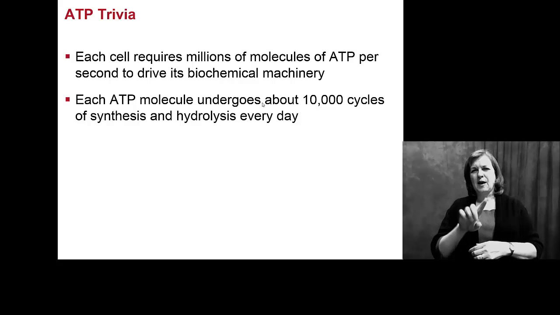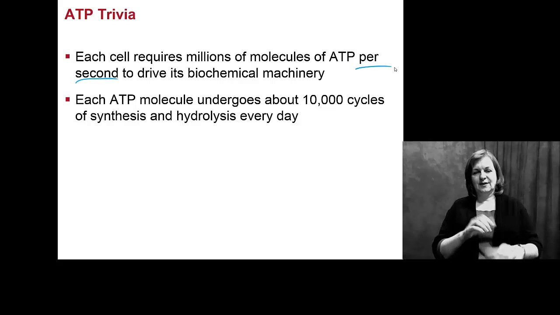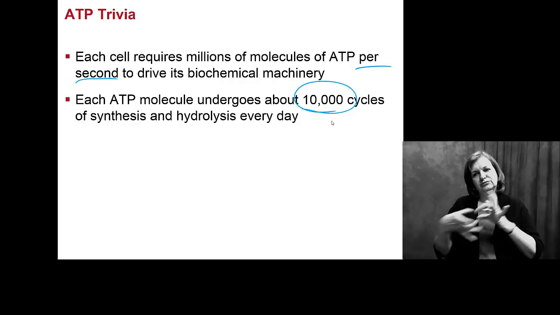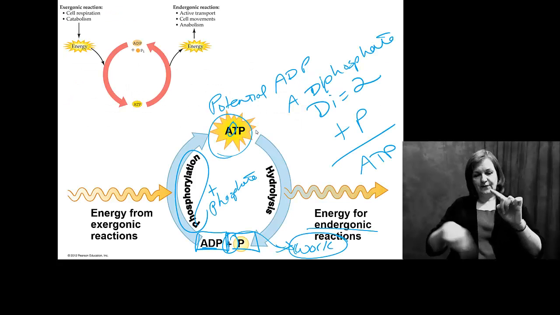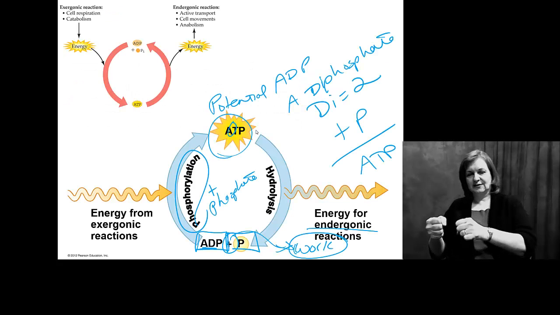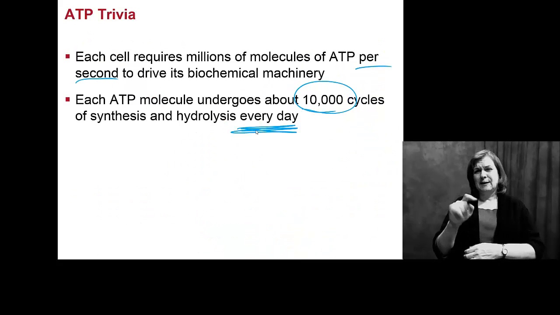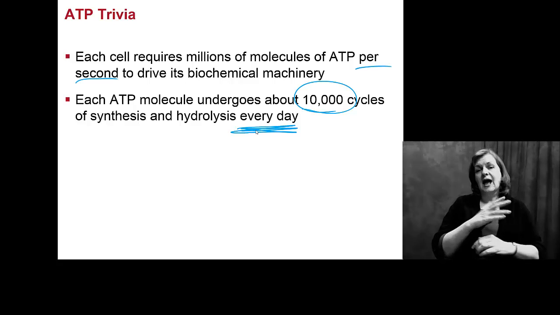Turns out that your cells need about 1 million molecules of ATP per second to actually do what you need to do. And each ATP molecule can go through about 10,000 cycles every day of that reaction we just showed you with phosphorylation, hydrolysis, phosphorylation, hydrolysis, back and forth. So your ATP are very, very busy powering your cells and getting recycled.